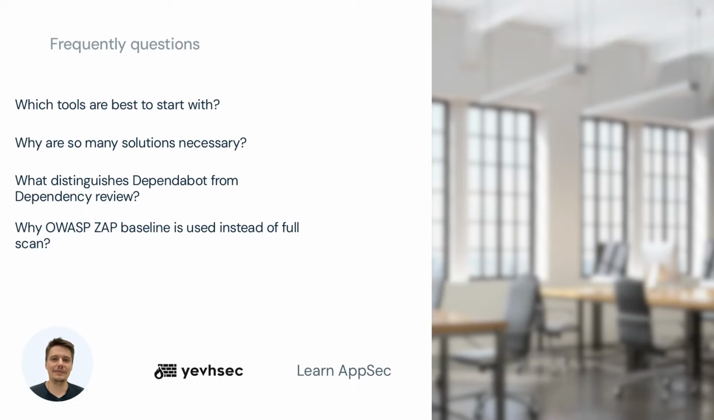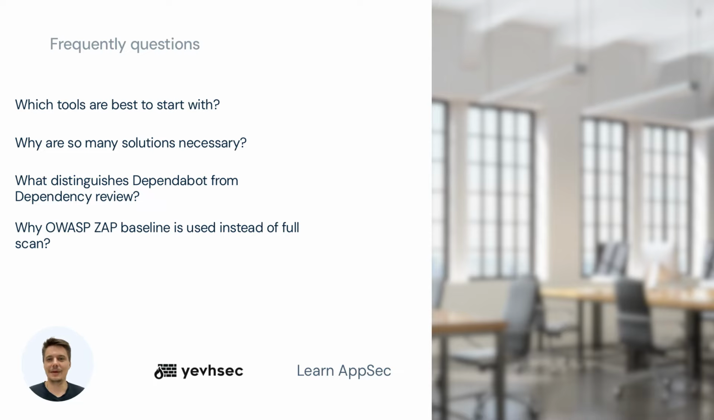Now let's address some frequently asked questions. Which tools are best to start with? The best place to start is with the implementation of a SAST tool, for example CodeQL, and a container security tool, Trivy. These two tools can significantly affect the security of the product. Why are so many solutions necessary? This approach is committed to defense-in-depth principles. This involves implementing different security solutions on various layers.